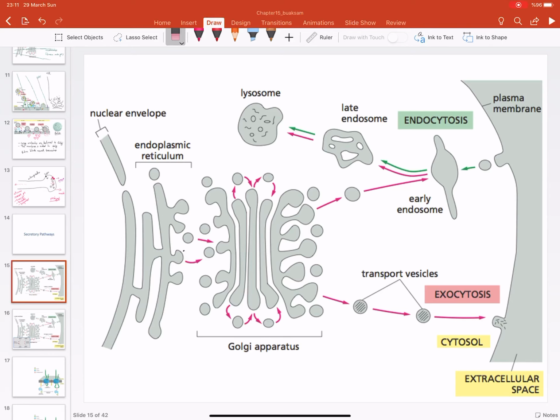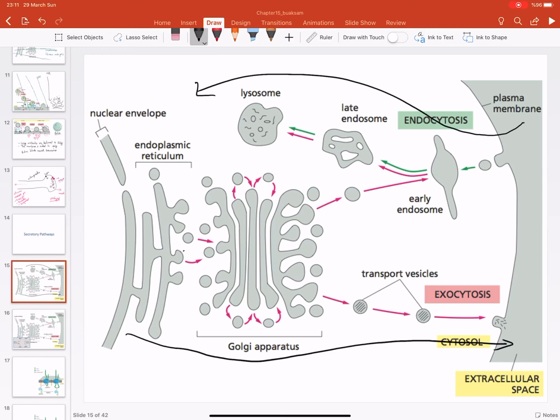So there are two pathways in the cell when you're transporting protein within the endomembrane system. One of them is exocytosis, which means you can take the protein from inside the cell to the outside of the cell. Or you can do the reverse: you can take something from outside the cell and take it inside.